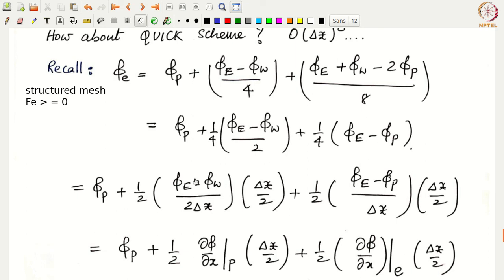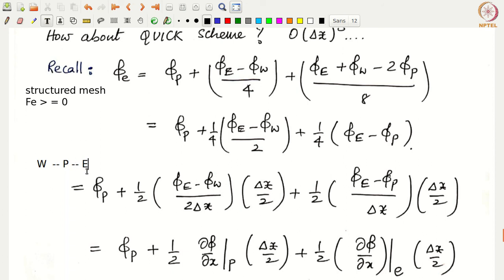This is basically if you are at the p cell. So this is our west cell, then we have the p, then we have the east, right? That means if we are talking about (phi east minus phi w) by 2 delta x, this is basically calculating the gradient at the cell p, right? So I can write this of course as partial phi partial x at p times delta x by 2 into 1/2 plus, what about (phi east minus phi p) by delta x?